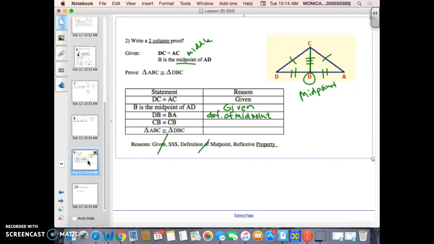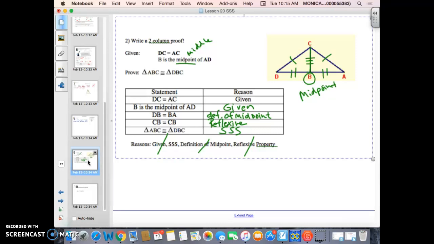Now these are kind of like a mystery. I think they're kind of fun. We've got that CB is equal to CB, and that we can use the reflexive property. And then lastly, we can see that we marked up all three sides. We didn't mark up any angles, so we can say that this is congruent by side, side, side. This is kind of fun. It's a little mystery of how to put things in order.